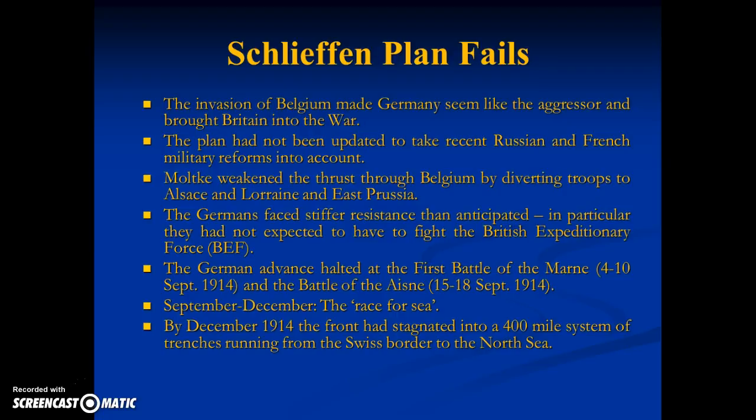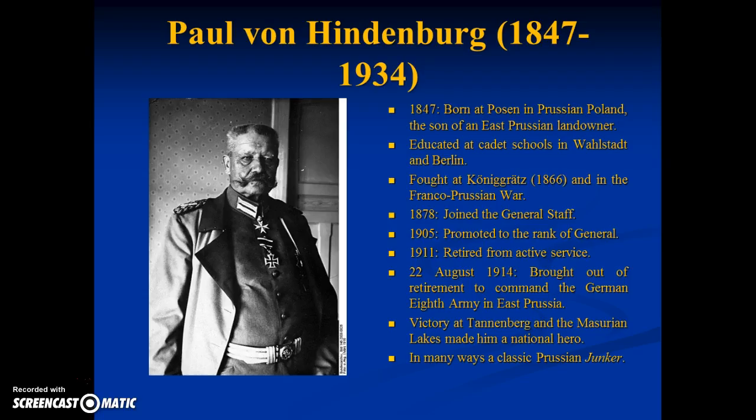And the German advance was halted in September, and then by December the front had stagnated to a 400-mile system of trenches running across from the Swiss border to the North Sea for basically the next 4 years.